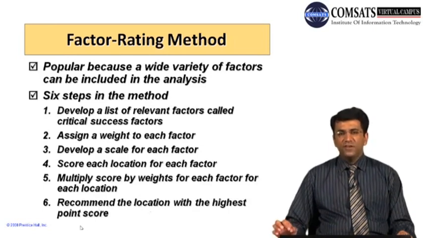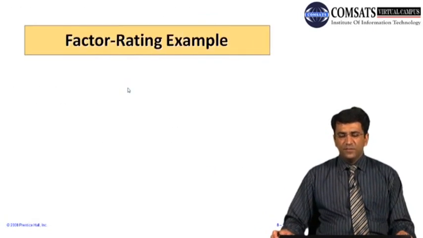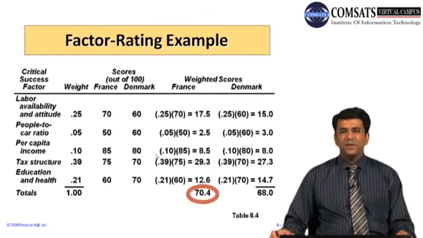Now if we have different alternatives about the location, and we take the sum of the different weighted averages, then the highest weighted average will tell you the best location for the company. So students, this is a very important method, the factor rating method. Now let's discuss a practical example for this factor rating method.